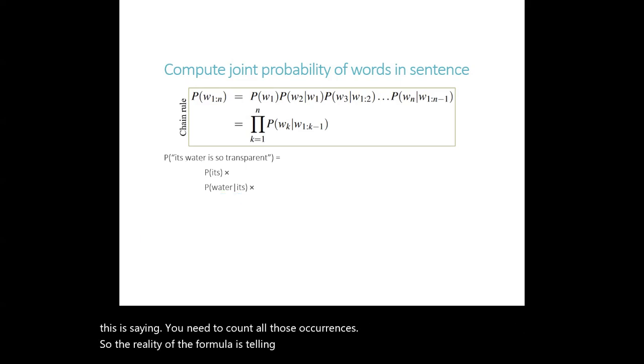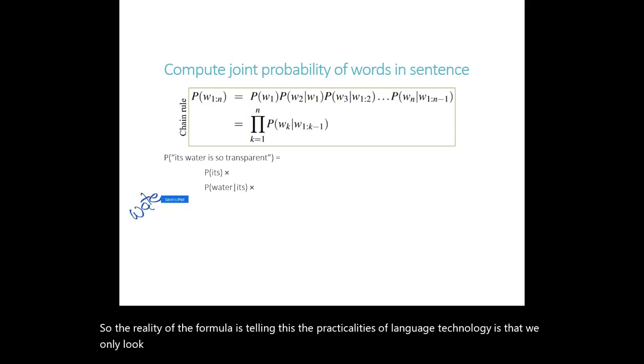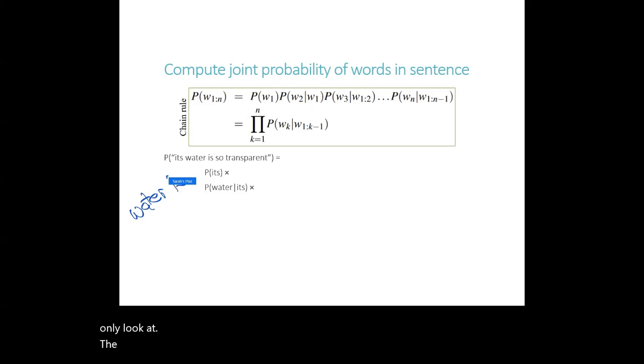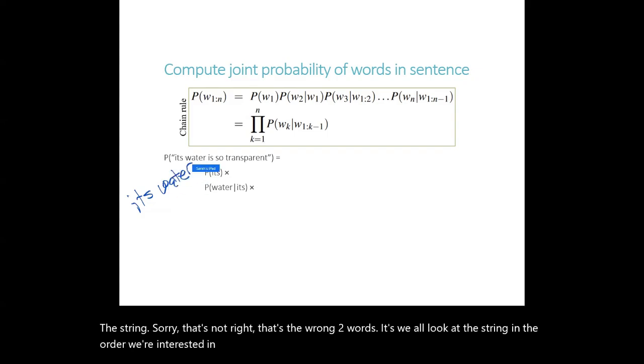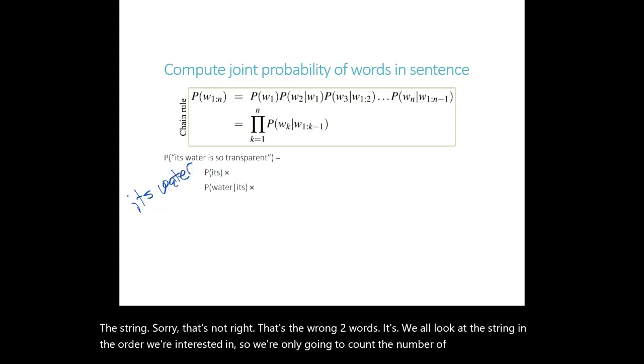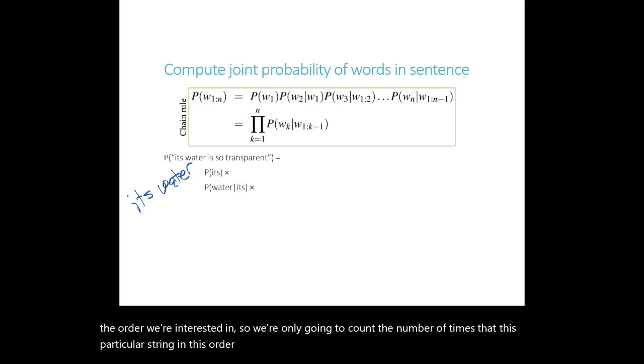The practicalities of language technology is that we only look at the string. Sorry, that's not right. That's the wrong two words. We only look at the string in the order we're interested in. So we're only going to count the number of times that this particular string in this order occurs out of all pairs of words in the data.